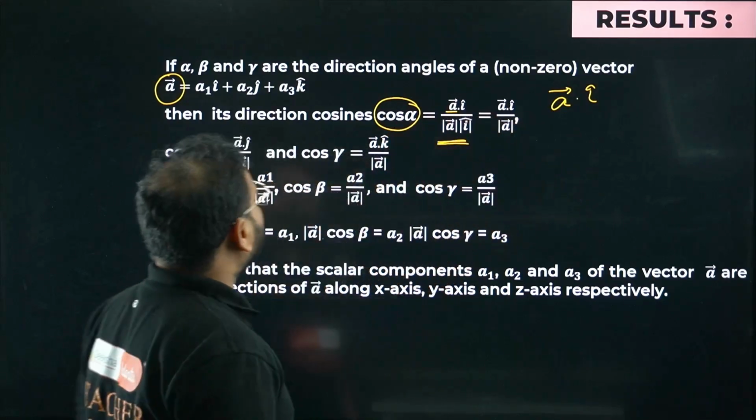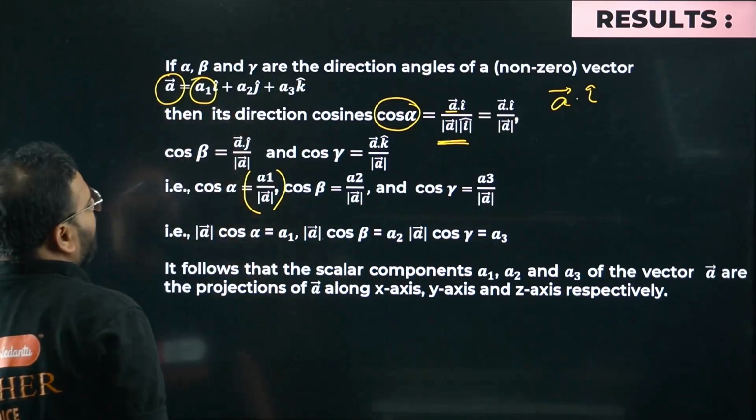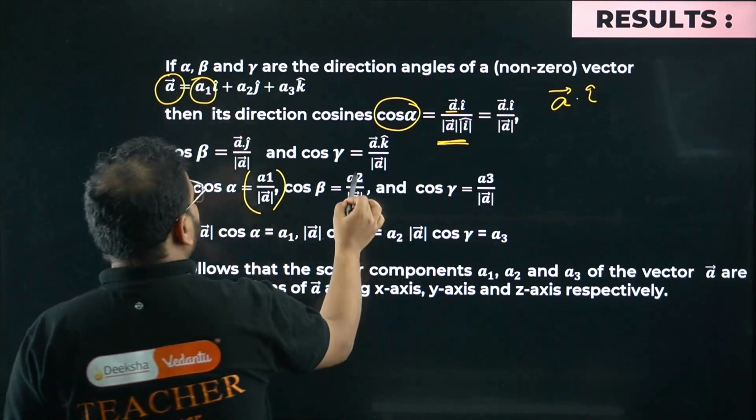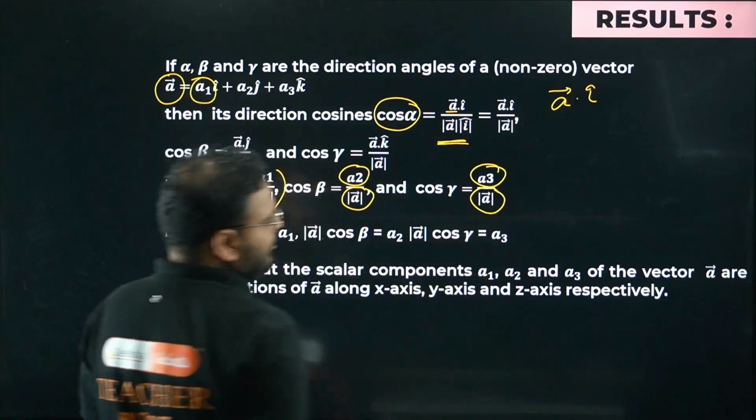Okay, from there we get what, sir? Please check here. A1, what is the projection? A1 upon mod of A. Same thing, A2 upon mod of A. A3 upon mod of A.